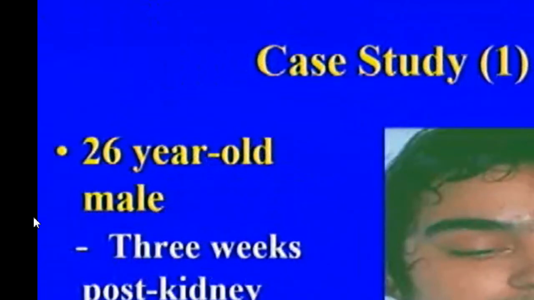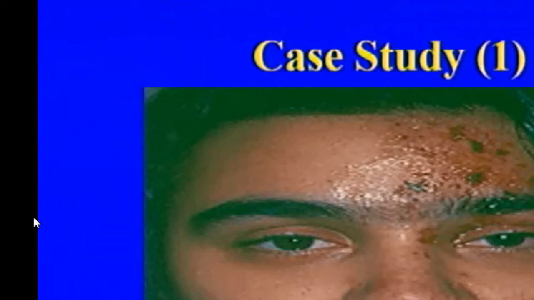This is a 26-year-old, 3 weeks after kidney transplantation. What does this tell you? 3 weeks, it means high immunosuppression, because all these protocols require high immunosuppression initially in these patients so that they will not have early rejection. And the patient developed herpes zoster ophthalmicus. The patient was given antiviral therapy and had complete recovery of his lesions.